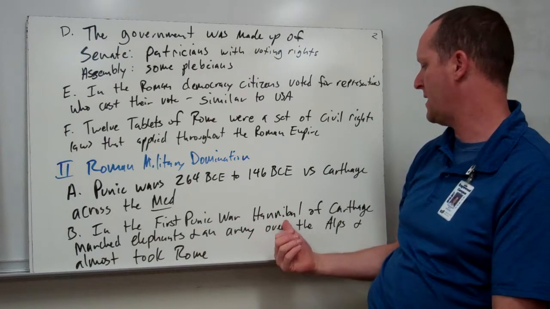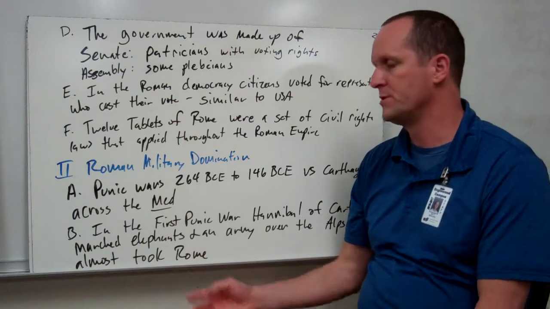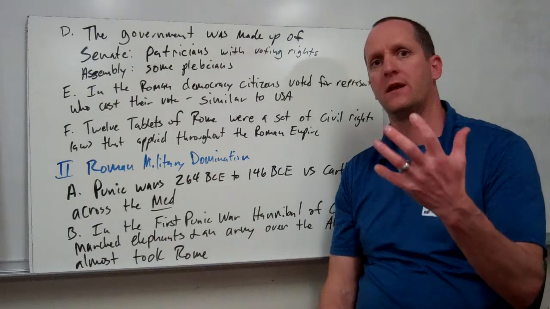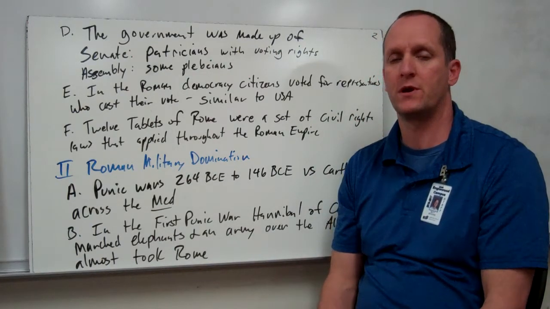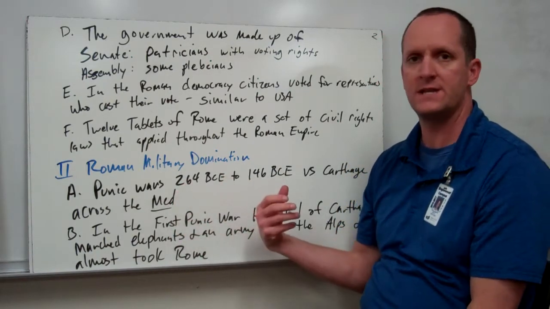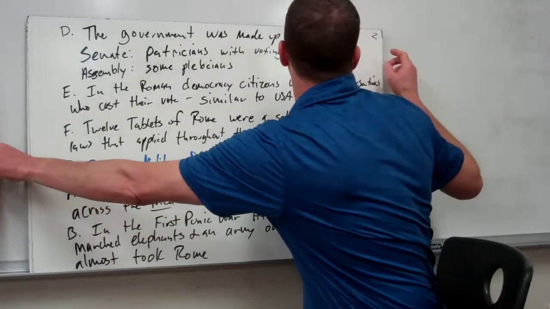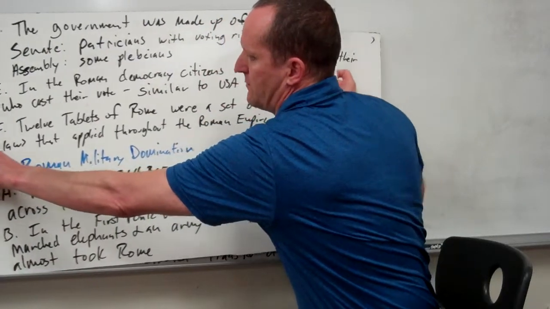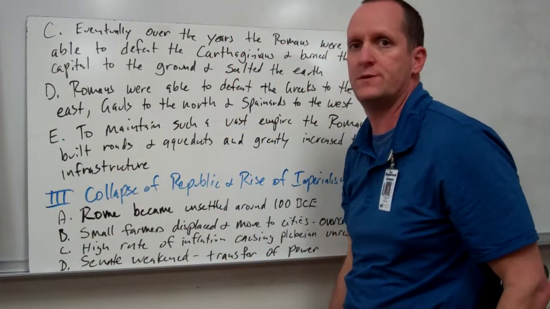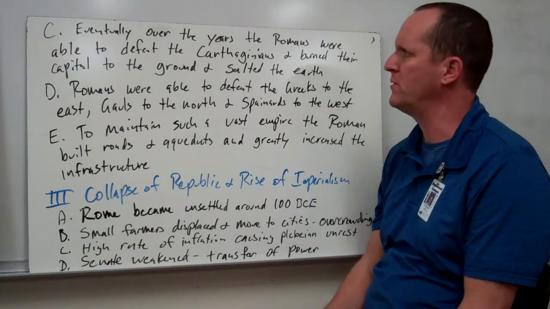In the Punic Wars, Hannibal of Carthage marched elephants and an army over the Alps and almost took over Rome. Hannibal was a military genius. And coming from the north, the Romans were completely caught by surprise. He almost took over all of Rome. The only thing that kind of saved Rome is that the Romans were over in Carthage, burning Carthage to the ground. So, of course, Hannibal went back to fight for his homeland, but he was right on the outskirts of Rome and ready for the downfall of Rome.